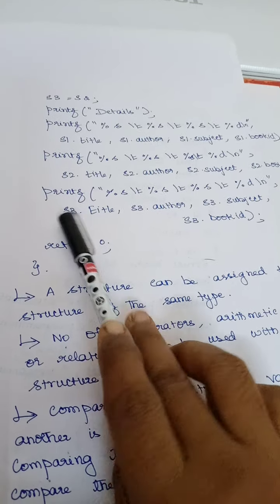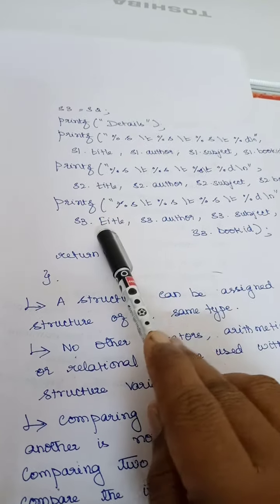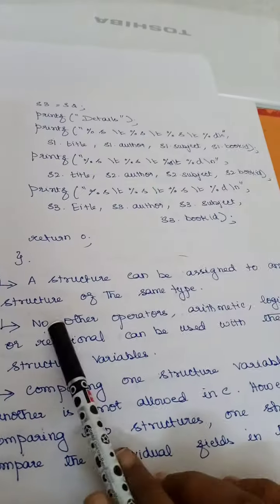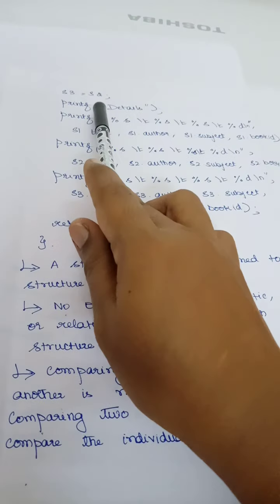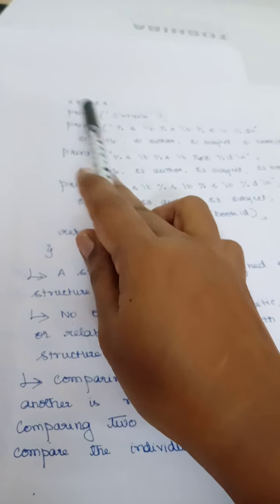Now in S3 I have got the same value as my S2. Is that clear? Right. A structure can be assigned to another structure of the same type. That is what we have done here. S3 equal to S2. Both are of type books.